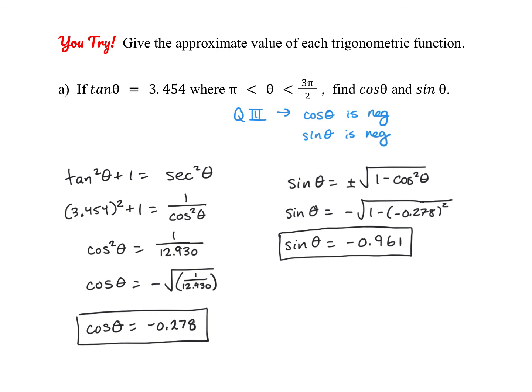All right, go ahead and check your work here. So here we are in quadrant 3. So in quadrant 3, both cosine and sine are negative, so both of our answers should be negative. So I used this Pythagorean identity first to solve for cosine, and then I used the other Pythagorean identity to solve for sine, to find the value for sine of theta. So if you did it a different way, that's totally fine, but you should still end up with the same answer.